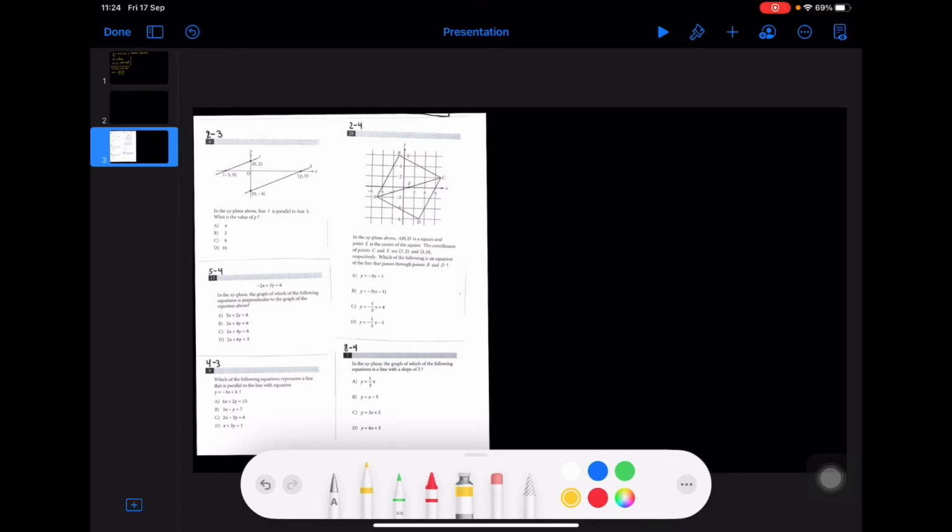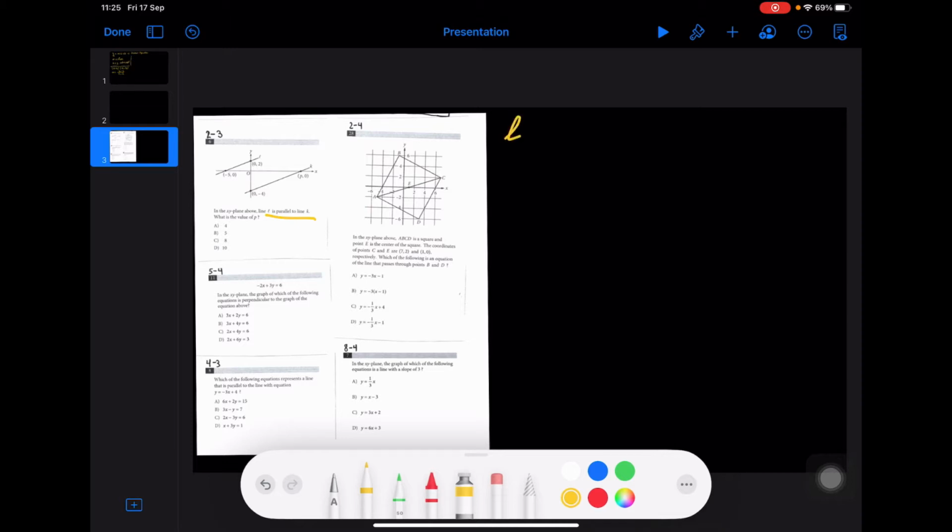Here we have lines L and K, with points (-5, 0), (2, 0) and (0, -4), (p, 0). In the xy plane, line L is parallel to line K. L is parallel to K. In parallel lines, as we said, the slope should be equal, should be the same. The first line's slope should be equal to the second line's slope.